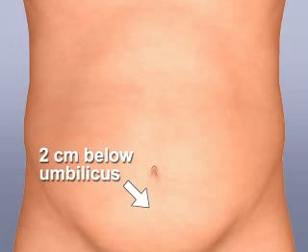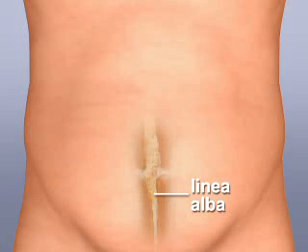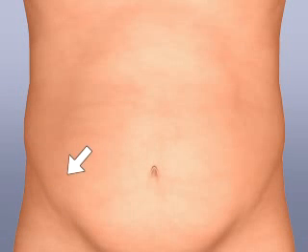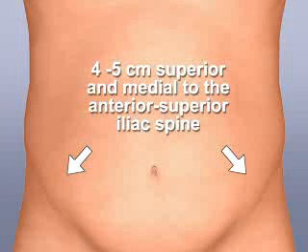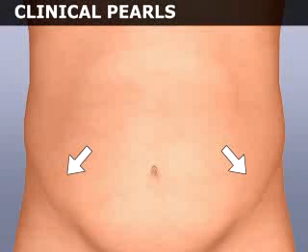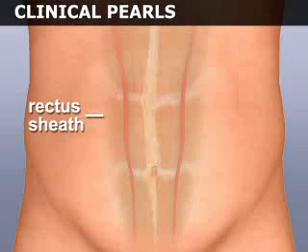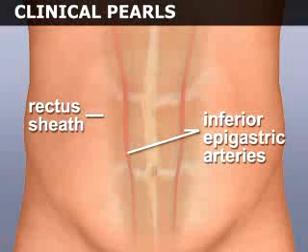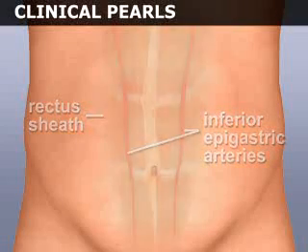A point 2 centimeters below the umbilicus may be chosen and offers the advantage of needle entry through the tendinous, avascular linea alba. Alternatively, either a right or left lower quadrant approach may be used at a point 4 to 5 centimeters superior and medial to the anterior superior iliac spine. If a right or left lower quadrant approach is used, the needle must enter lateral to the rectus sheath in order to avoid injuring the inferior epigastric arteries.